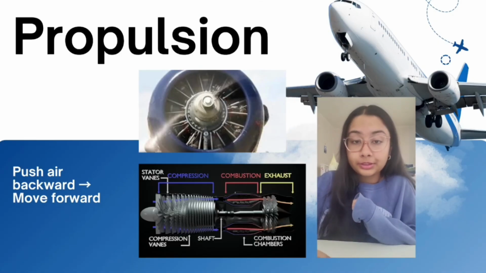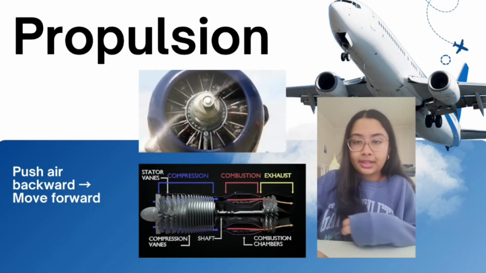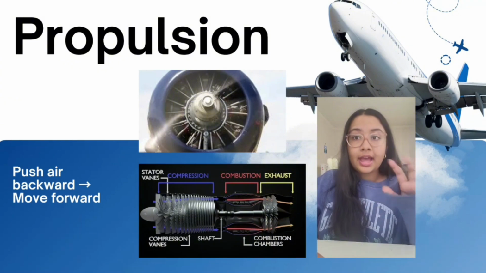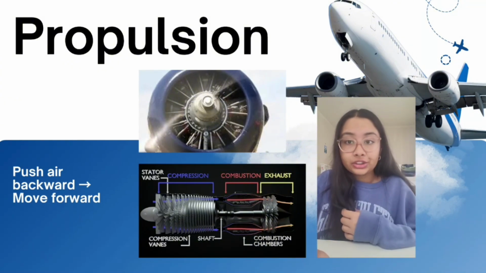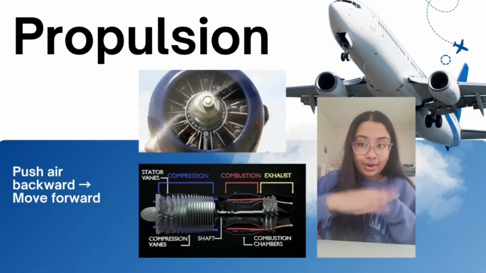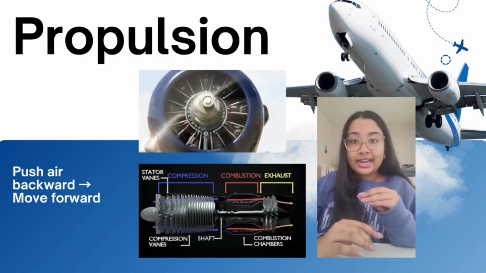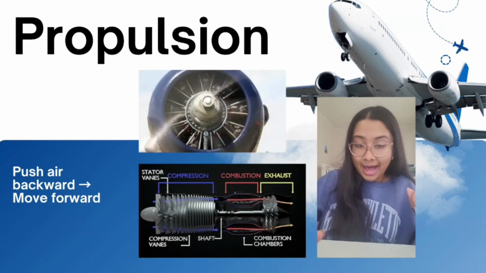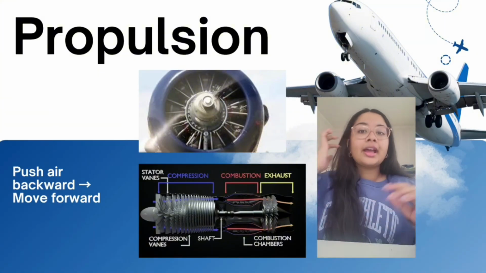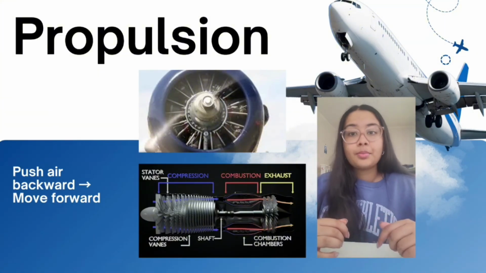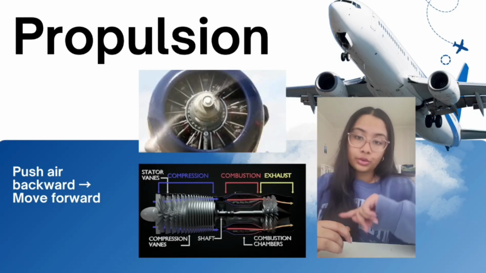Thrust comes from propulsion systems. In a propeller plane, the propeller spins and pulls air backward, pushing the plane forward. In a jet engine, air is sucked in, compressed, mixed with fuel, ignited, and blasted out the back at high speed. That backward blast creates a forward thrust. Again, Newton's third law. Push air backward and the plane moves forward.